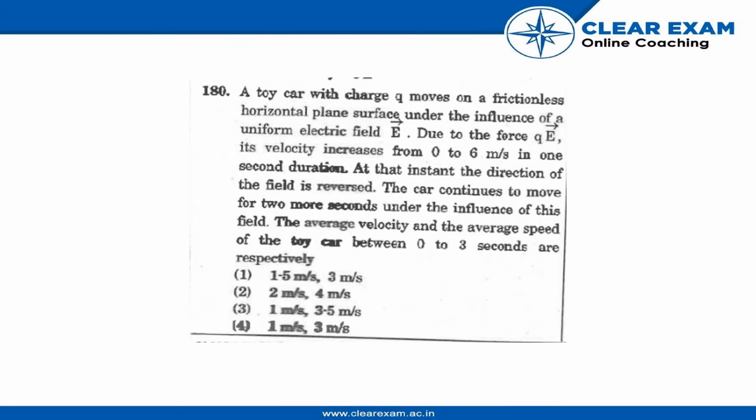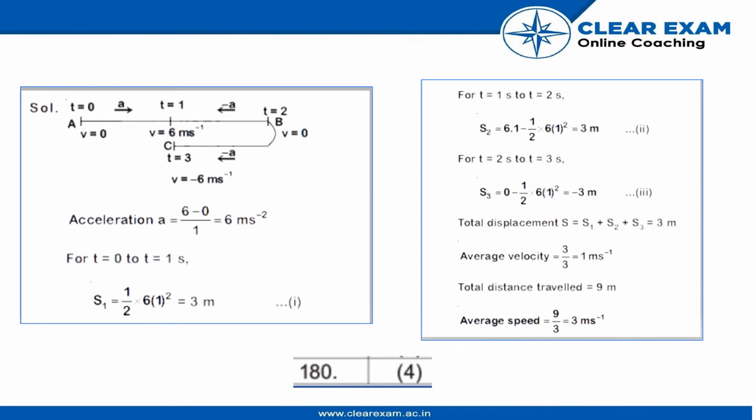The solution is, in order to answer this question, we must first draw the diagram to understand the movement of the toy car. Now, initially, at t equal to 0, we have v equal to 0, and at t equal to 1, the velocity is 6 meter per second. Also, at t equal to 2, the direction is reversed, and at t equal to 3, the velocity is minus 6 meter per second. Now, the acceleration will be delta v upon t, that is 6 minus 0 upon 1, giving us acceleration as 6 meter per second square.